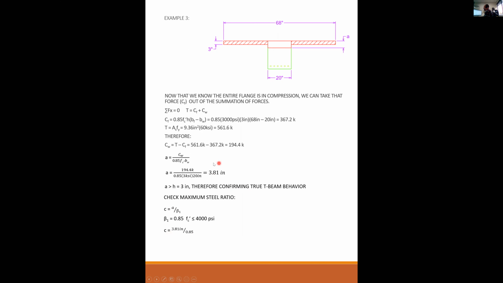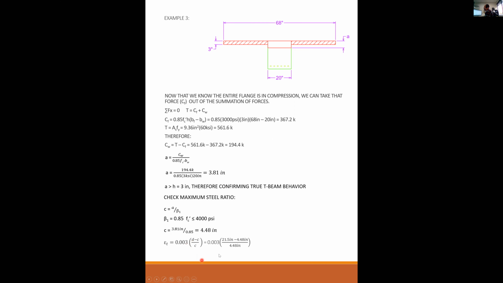So again, this is the only true A. The A we found before is wrong. So like I said, just throw that away and only use this A that you found, assuming the true T-beam. 3.81 over 0.85, 4.48 inches.